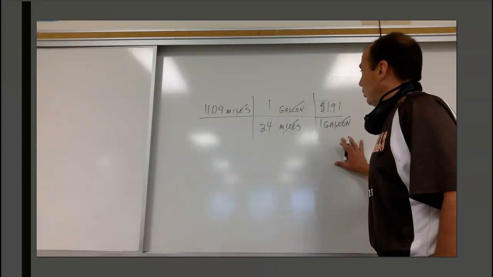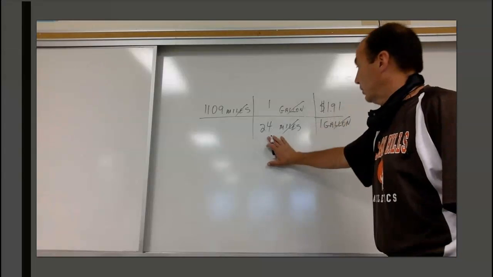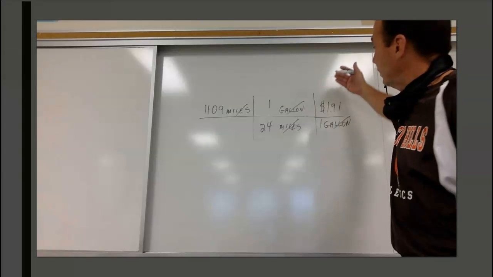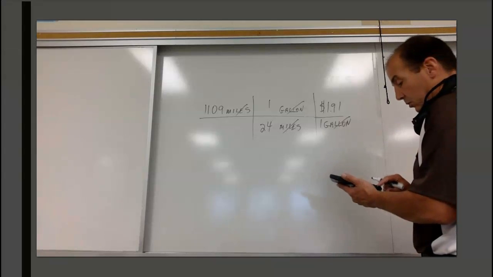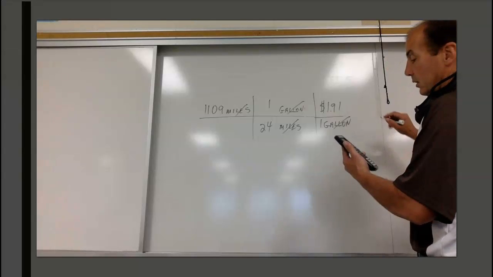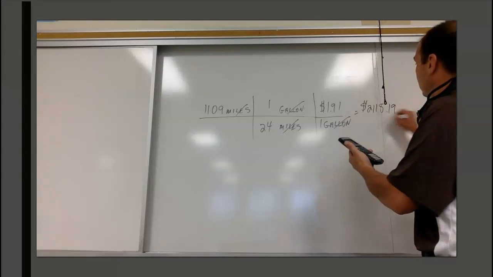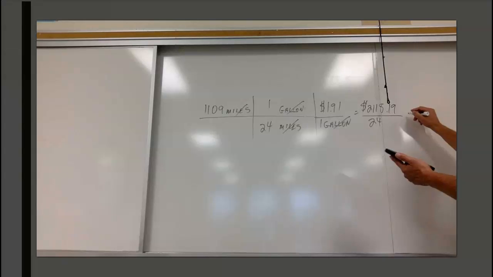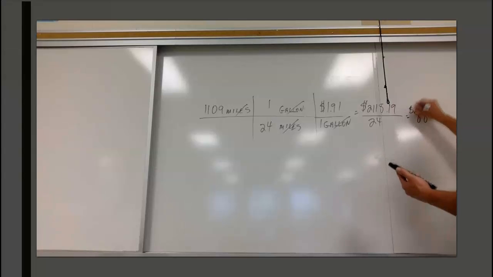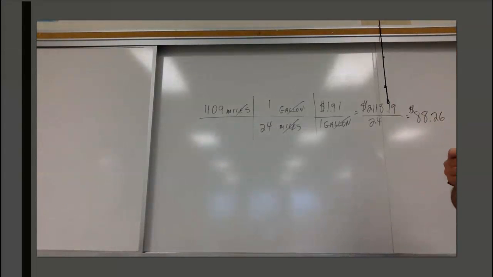Point is, that's it. So now what do I do mathematically? I multiply the numbers on the top, 1109 times 1 times $1.91. I multiply the numbers on the bottom, 24 times 1. Okay, and then I divide. Okay, so let's try this real quick. 1109 times $1.91. So that's $2,118.19 over 24. Again, there's no units left down here. They all canceled out. The only unit left is dollars. Okay, and now I divide that up just to simplify. So divide by 24, and I get something like $88.26. Okay, so that is the idea of dimensional analysis.